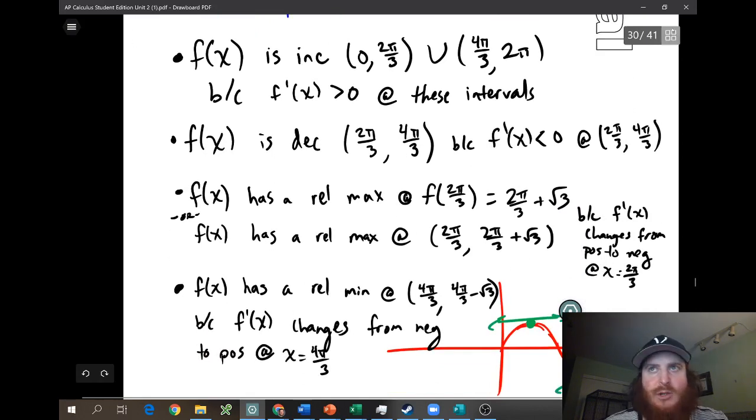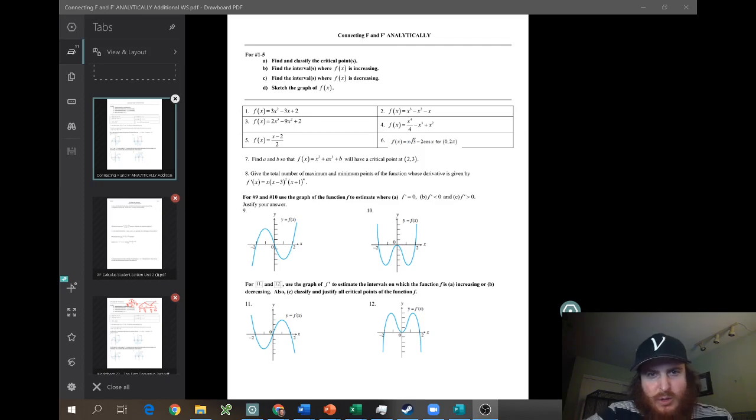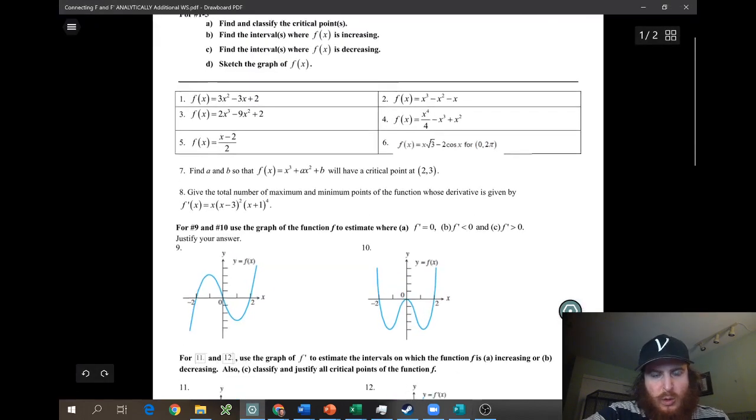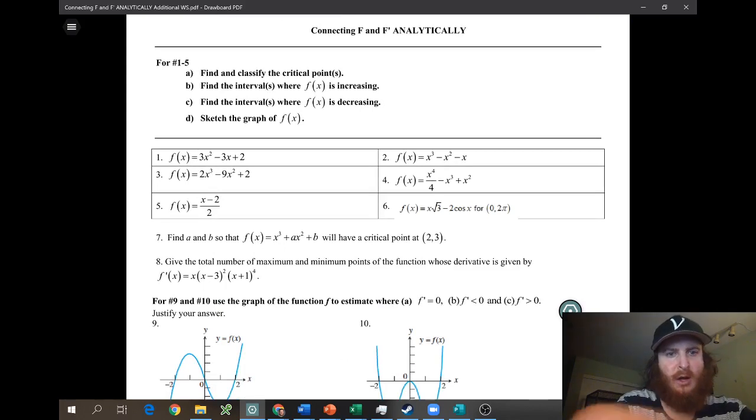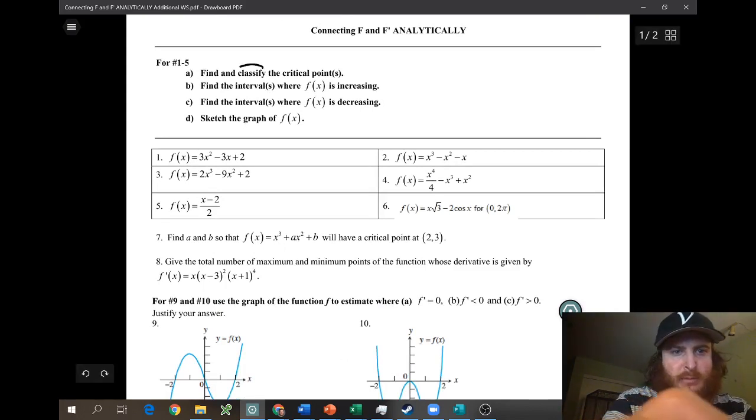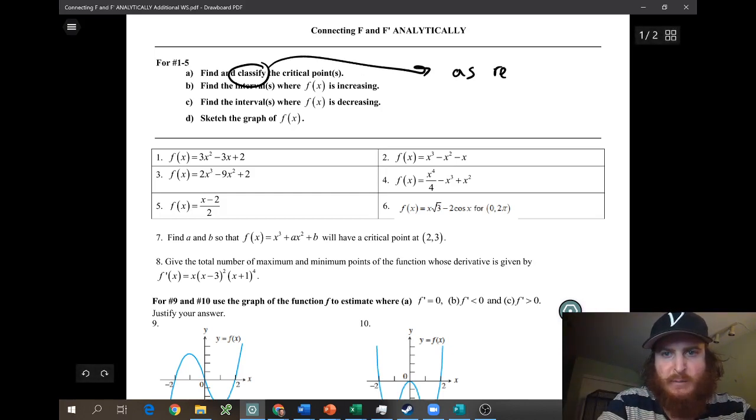So I do want to show our homework really quickly. And we are going to have two homeworks, we'll do them in class together, but I do want to talk about this before you get there. So A says find and classify all critical points. Now, when it says classify, what that means is, either as a relative max, a relative min, or neither.